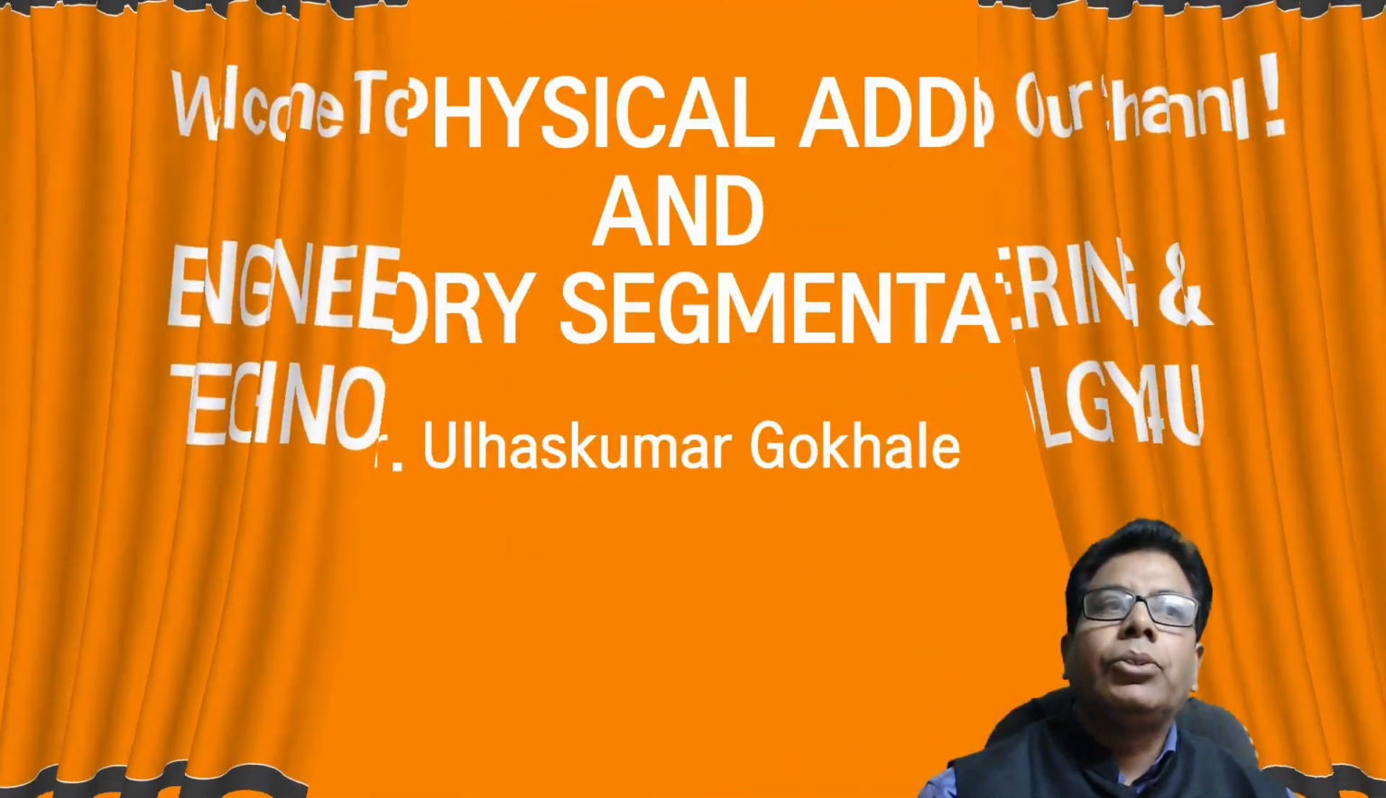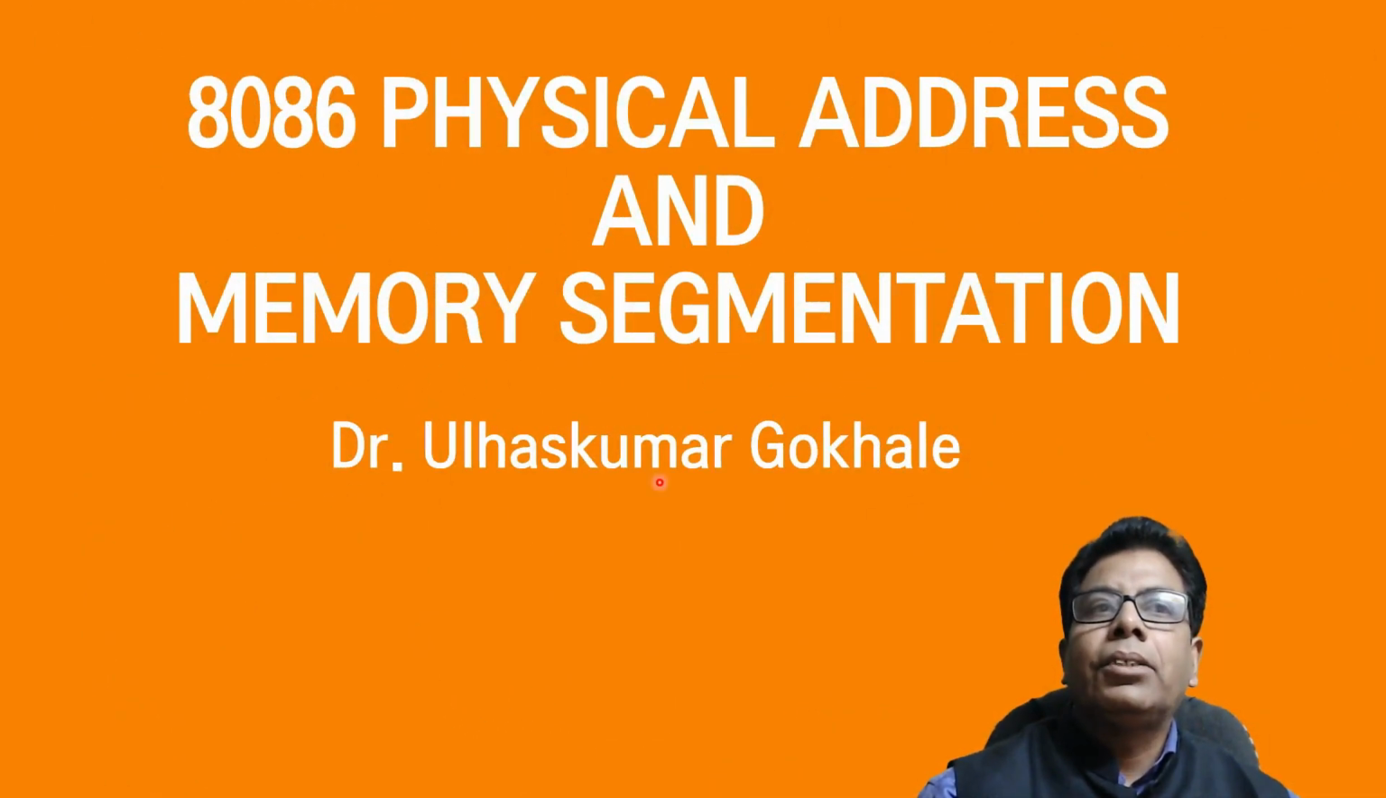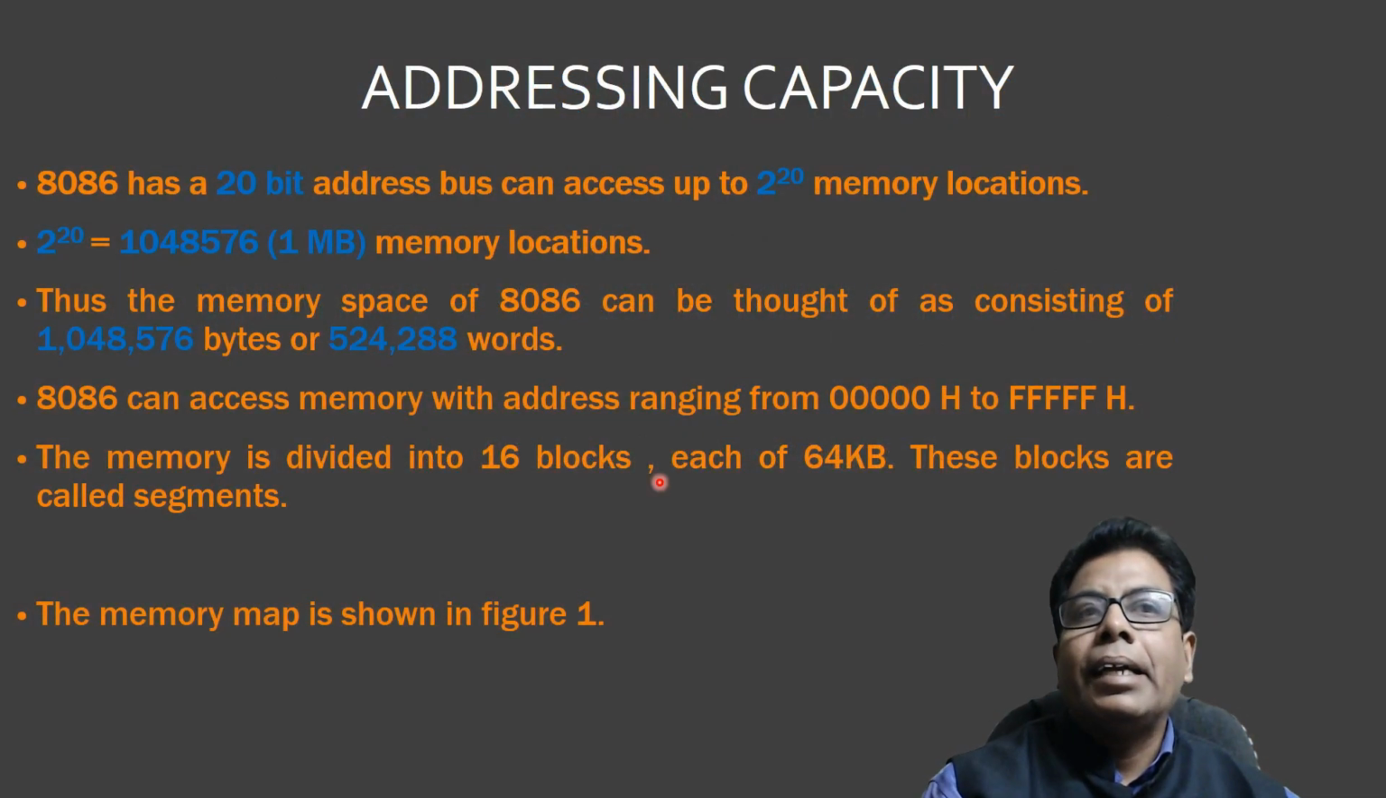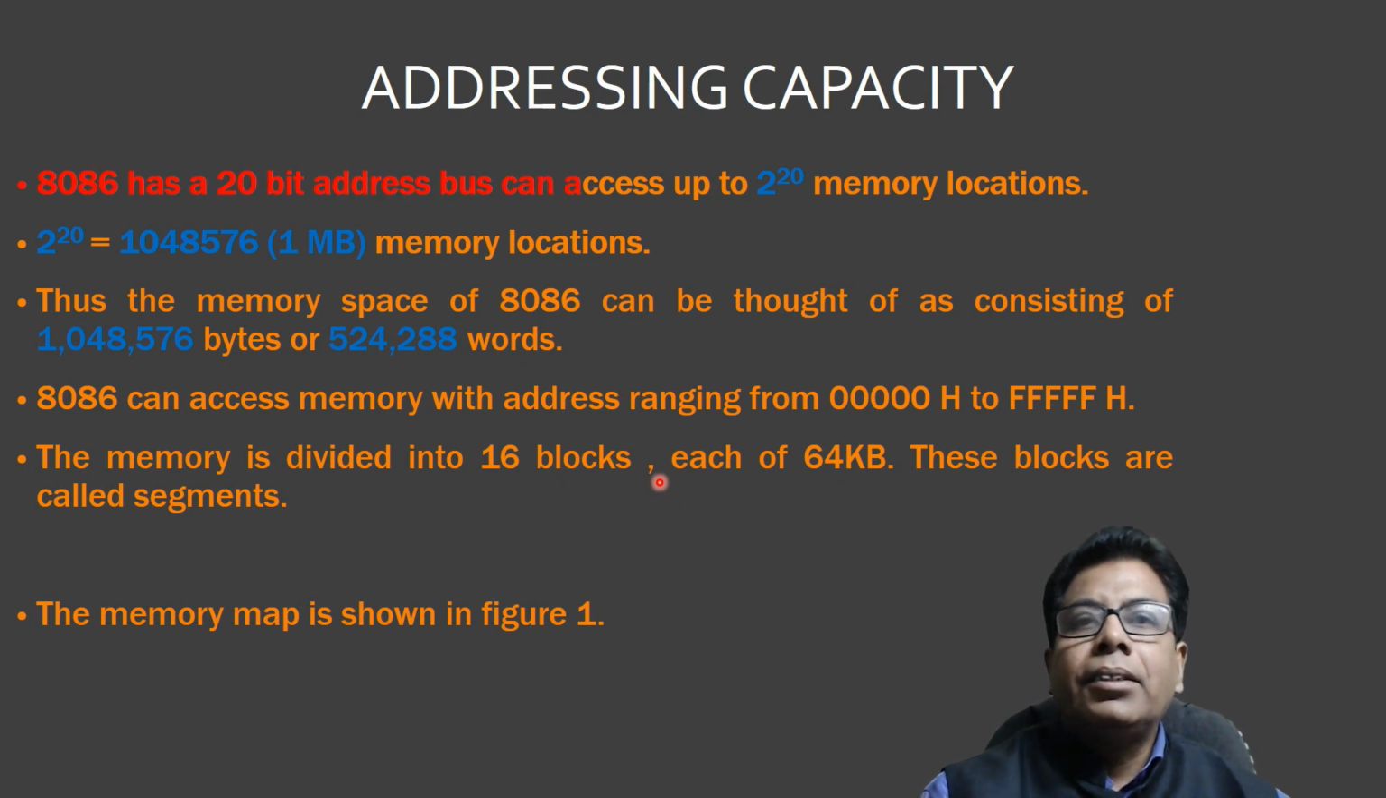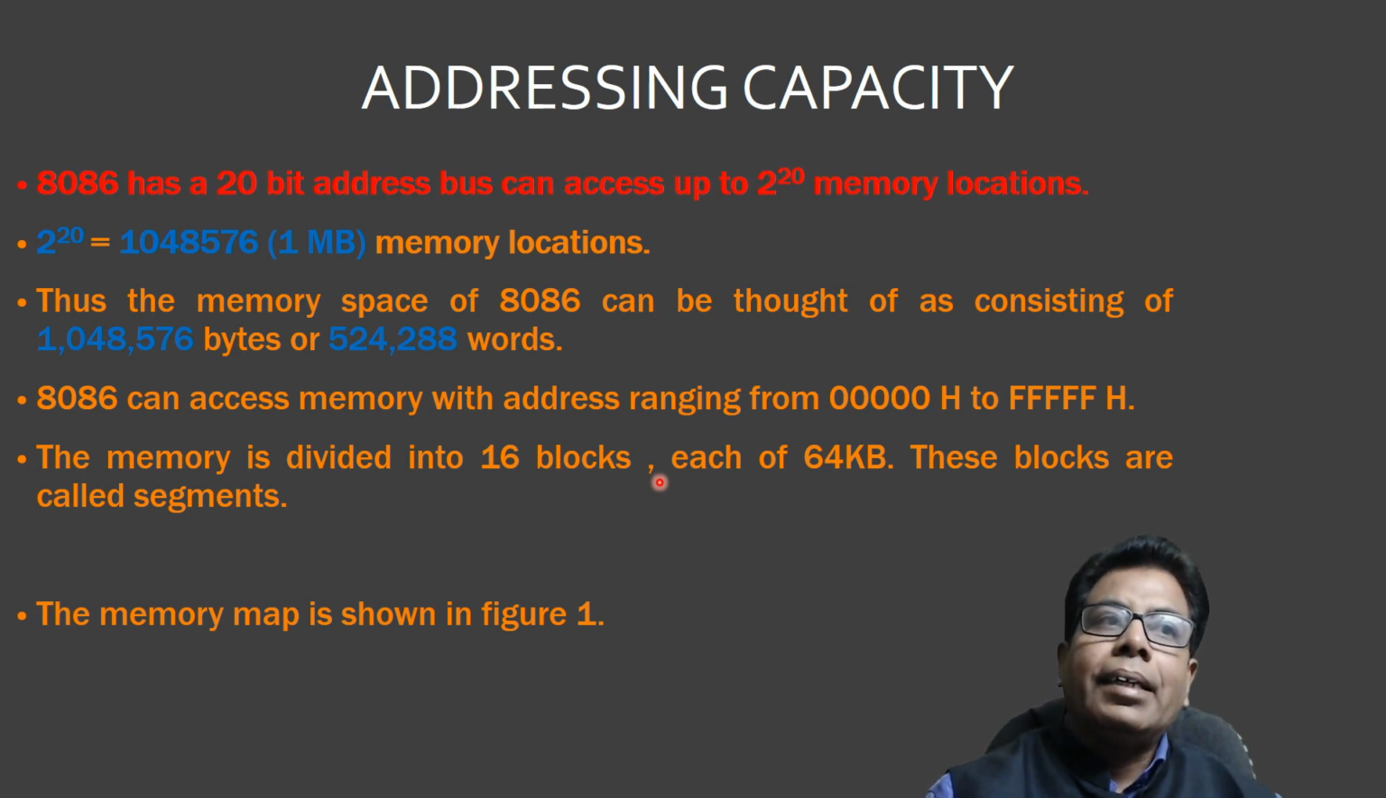In today's video, you will learn 8086 physical address and memory segmentation. Let us start with the addressing capacity. 8086 has a 20-bit address bus and can access up to 2 raised to 20 memory locations. So 2 raised to 20 is nothing but 1048576 or 1 MB memory locations.